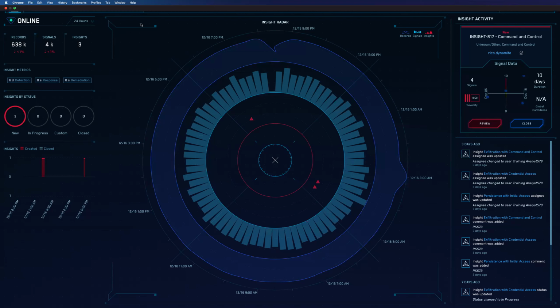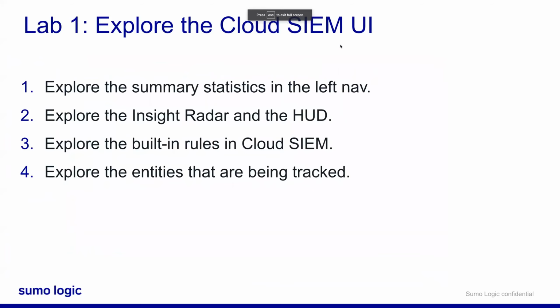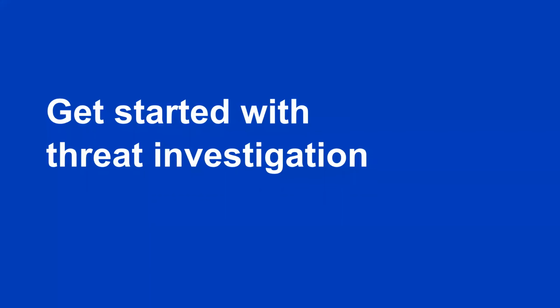Back to the slides. Okay. So in lab 1, we looked at the summary stats, we looked at the Insight Radar, we looked at the built-in rules, and we'll talk about those rules a little bit more specifically shortly, but we saw those rules that were created, or like it says, built in, and then we looked at the entities that were being tracked or identified. Now what we want to do is get started with threat investigation.